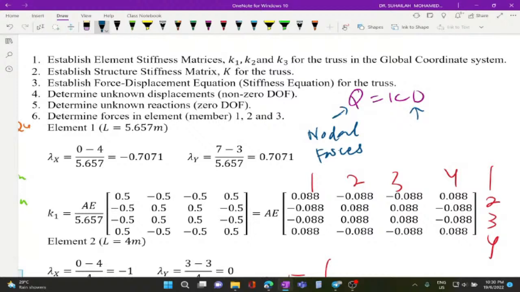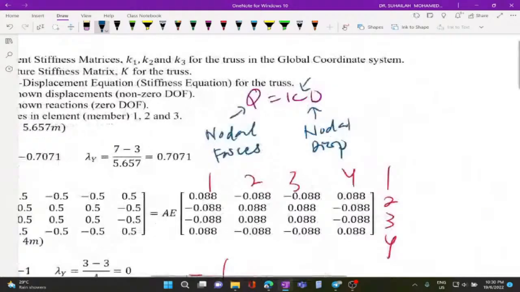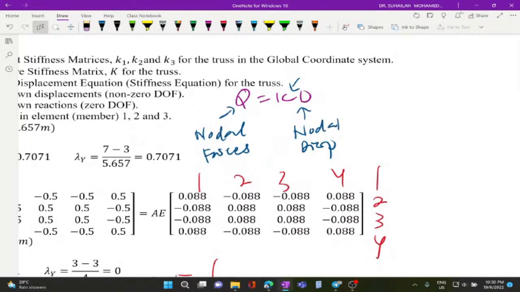We have to write the displacement in matrix form as well, called the nodal displacement, and K we get from the previous step. It is the structure stiffness matrix.